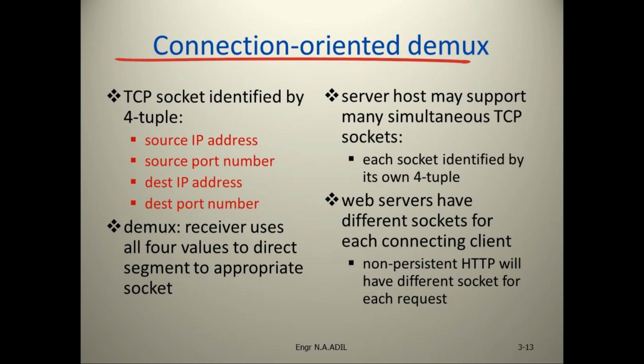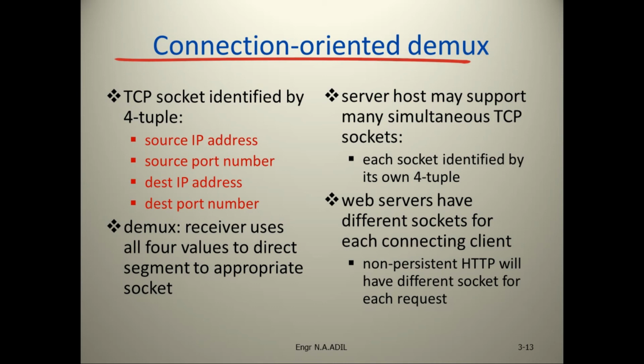Connection-oriented demultiplexing. A TCP socket is identified by a four-tuple: source IP address, source port number, destination IP address, and destination port number. That was about UDP, and now in TCP we have the destination IP address and destination port number, and the source IP address and source port number as well. So in demultiplexing, the receiver uses all four values to direct the segment to the appropriate socket.